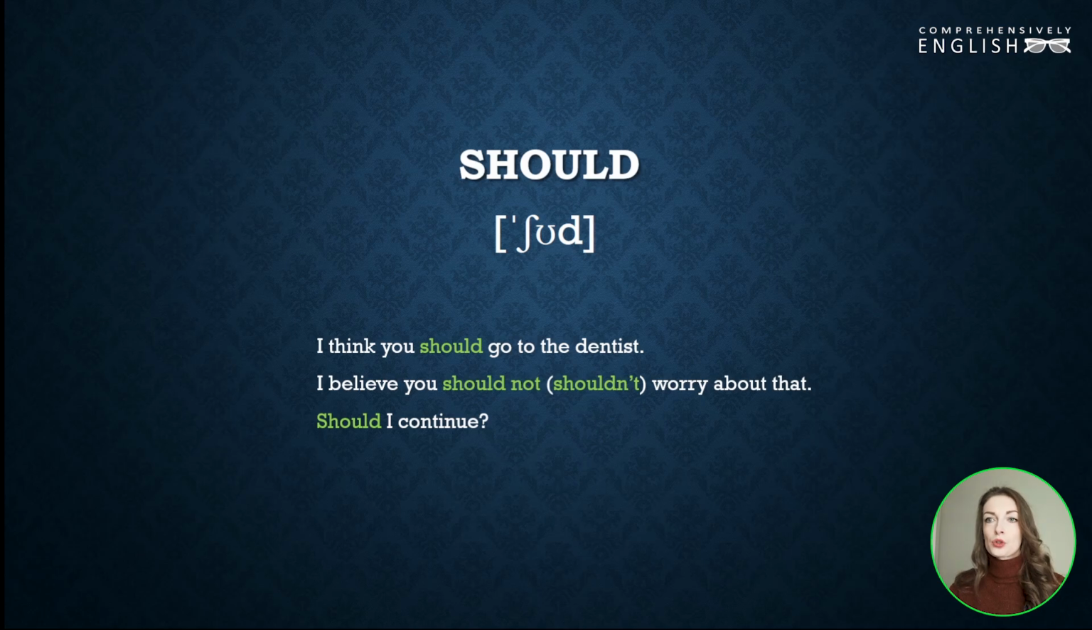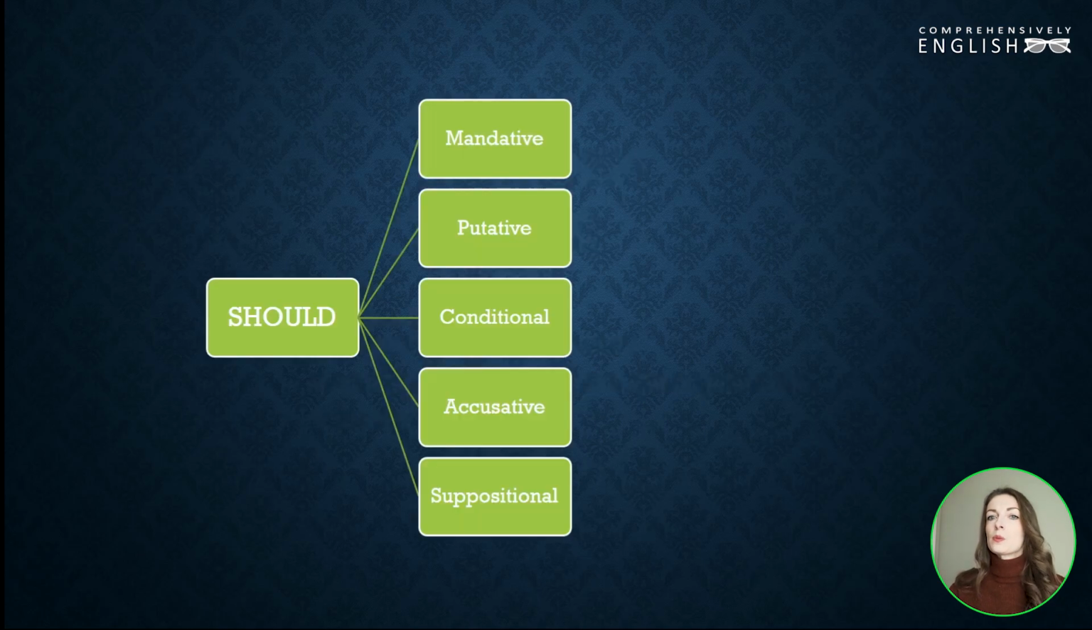When we talk about should, we can divide it into several types. We will speak about mandative, putative, conditional, accusative, and suppositional should. The names speak for themselves. For example, mandative should expresses something which is mandatory. Duty, advice, suggestion. The synonym of this should is ought to. You can say you should do something because it's your duty, or you ought to do something because it's your duty. Ought to is a semi-modal verb, and we speak about semi-modal verbs in a separate lesson.